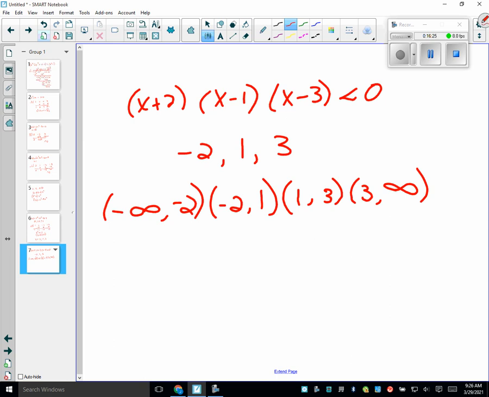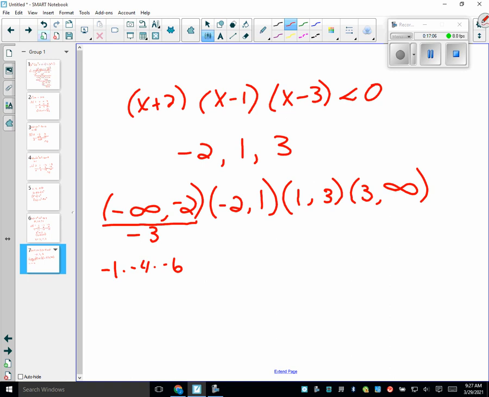Now, what number do I use here? Negative 3. Is this negative or positive? Negative 1 times negative 4 times negative 24? Negative. So it works. Yeah, that works. I'm tripping.